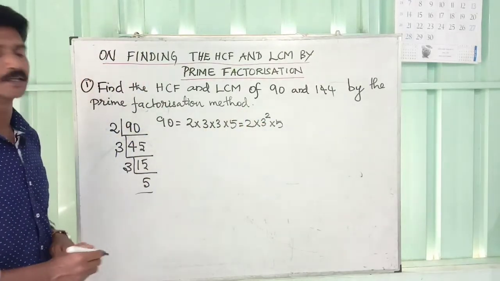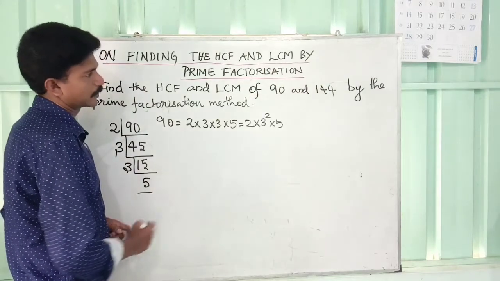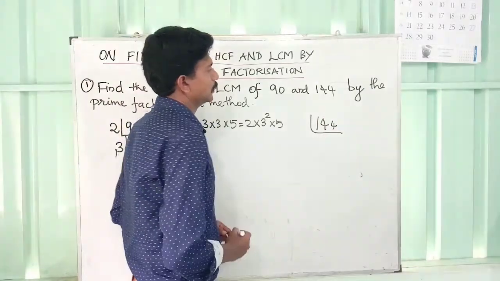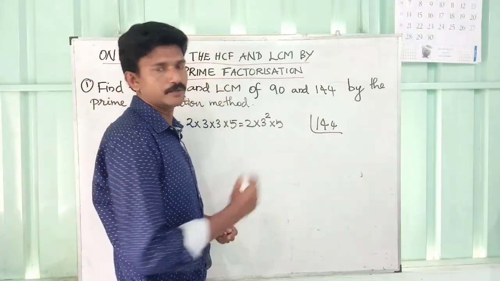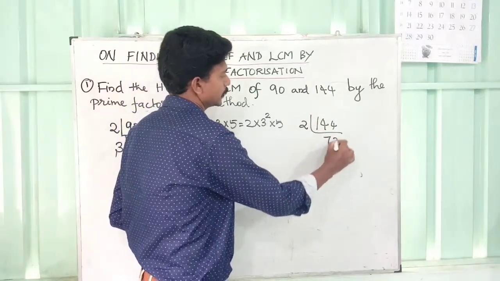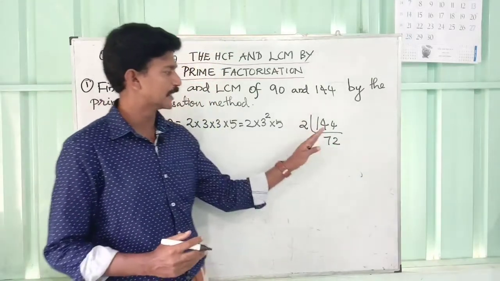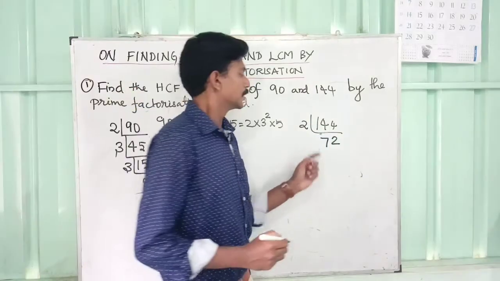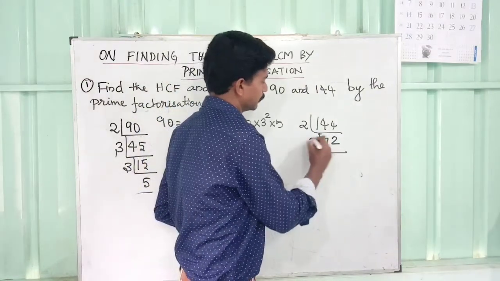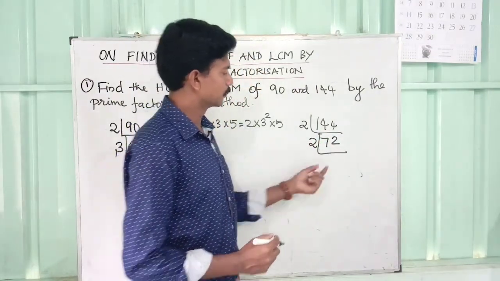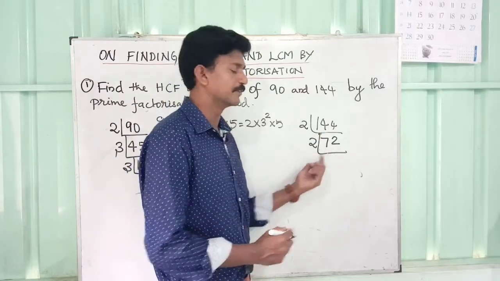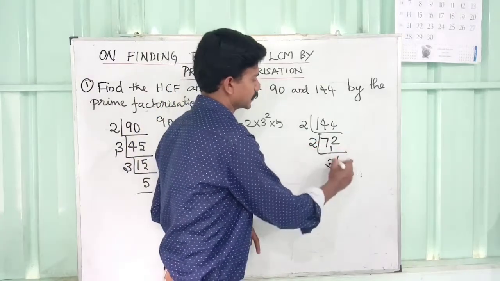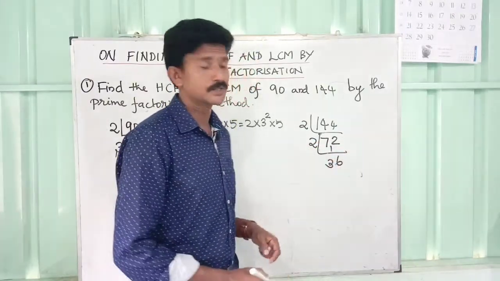The next number we can select is 144. It is an even number, so we can select 2. It is very easy to find because half of 144 is 72. 72 is an even number, so we can divide by 2 again. How many times does 2 go into 72? In 7, 3 times is there, 3 twos are 6, carry 1, 12, 6 times. So we get 36.